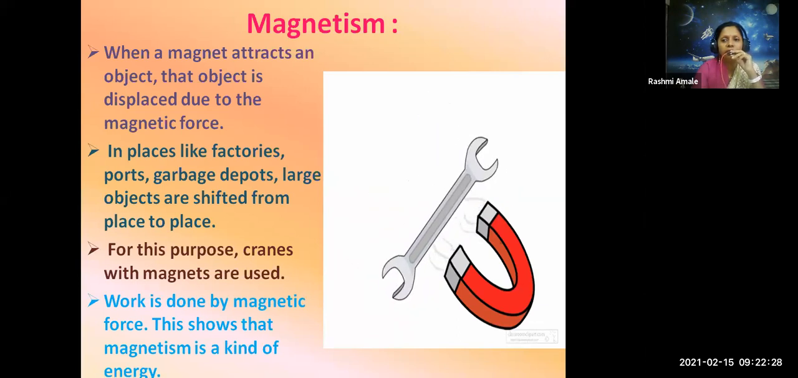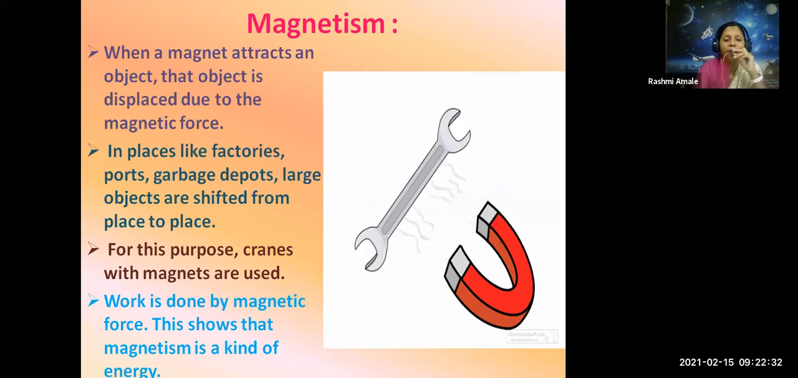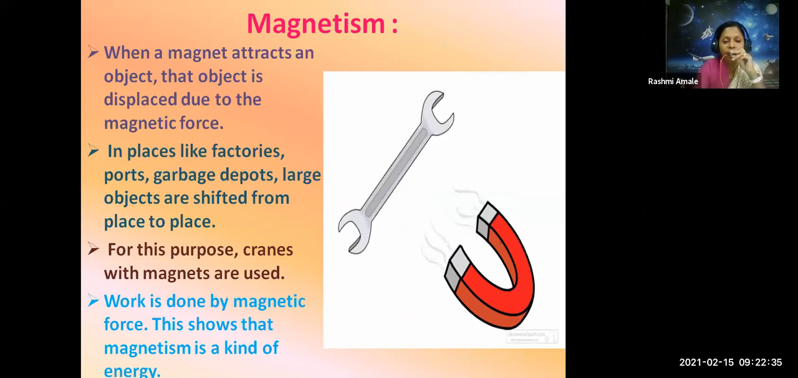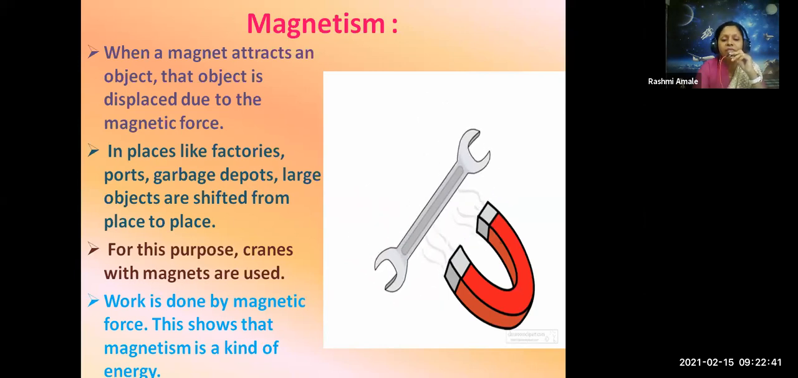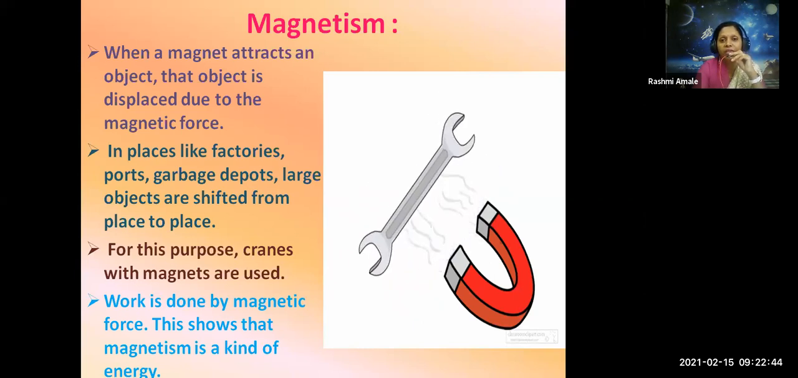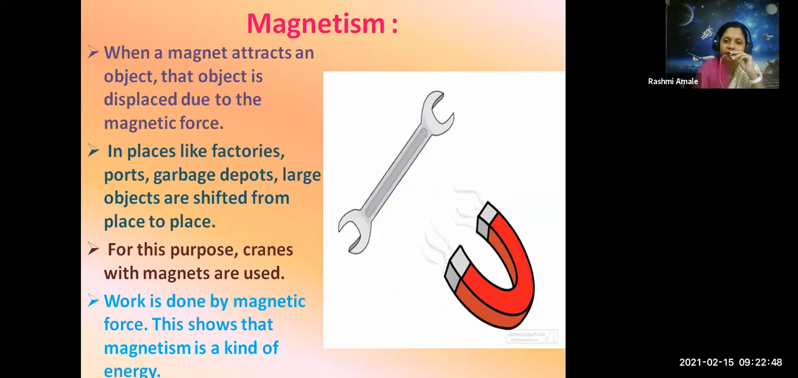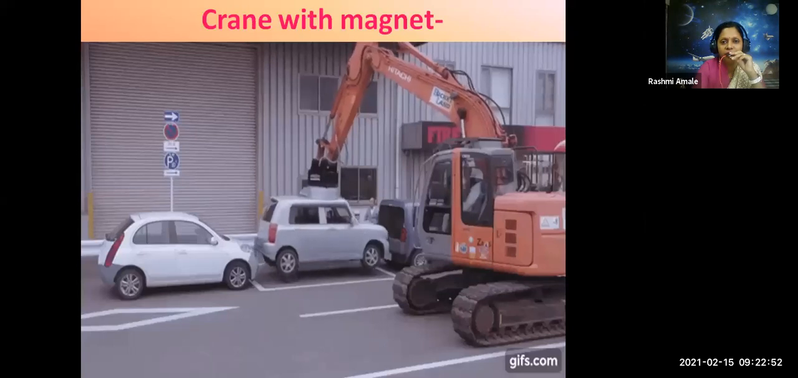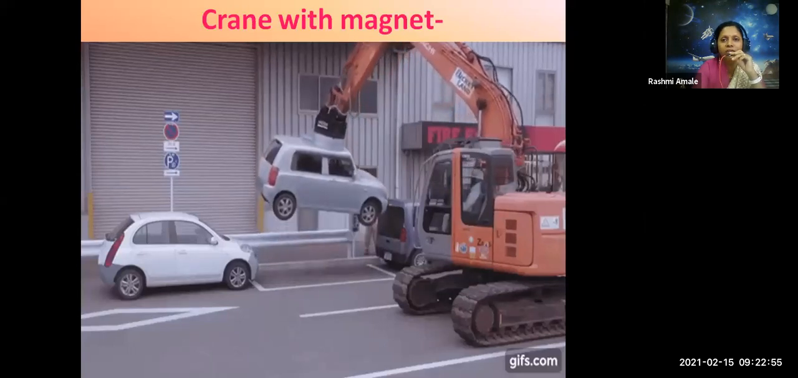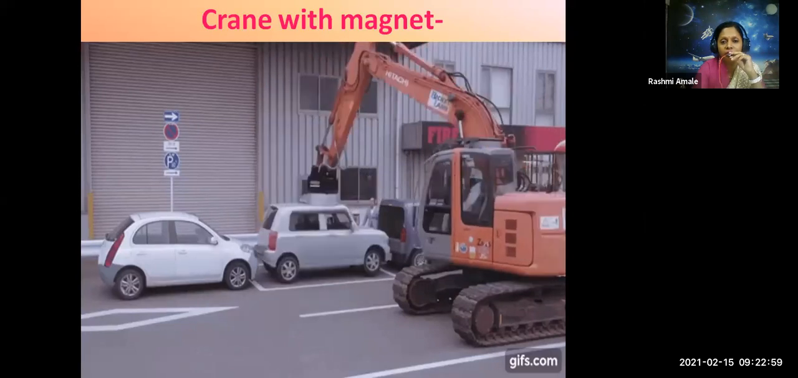So what do we understand from this? Work is done by magnetic force. So since the object is displaced, that means work is done. This shows that magnetism is a kind of energy. So magnetism or magnetic force is a kind of energy because work is done. So let's see the next picture. See here, you can see a crane with magnet. It is lifting that huge car.